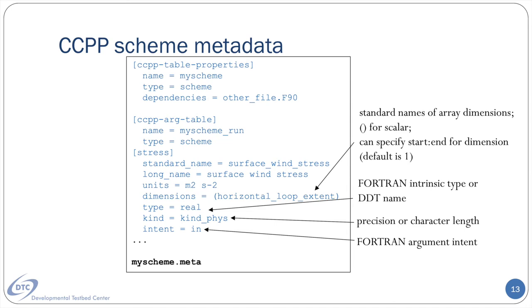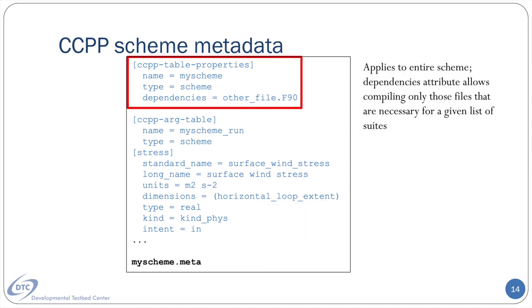The kind attribute is used to denote precision of a variable, especially reals or floating point values and character variables. The intent attribute is another critical one and corresponds to the actual Fortran argument intent for how a variable is used within. This can be in, out, or inout.